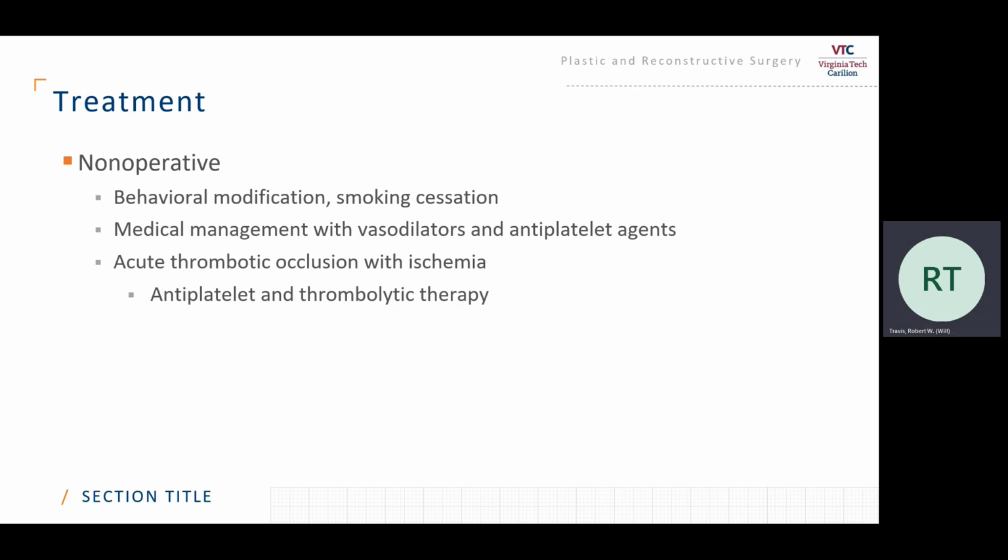So treatment is usually guided by severity of symptoms. You usually start with non-operative options, including behavioral modification and smoking cessation. Then if that's unsuccessful, you can start medical management with vasodilators or antiplatelet agents. If these patients have acute thrombotic occlusion with ischemia, you can treat that with antiplatelet and thrombolytic therapy.